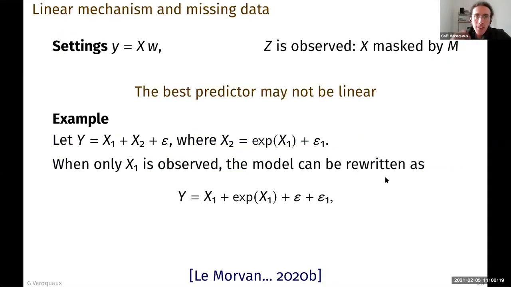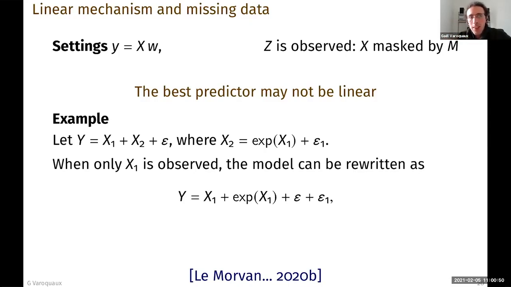The setting is we have a linear generating mechanism. Y is a linear function of x, the fully observed data, the complete data. However, we're observing z, which is only partially observed. It's x masked by m. Sorry, I have a change of notation compared to the prior part because I copy-pasted things too fast yesterday.